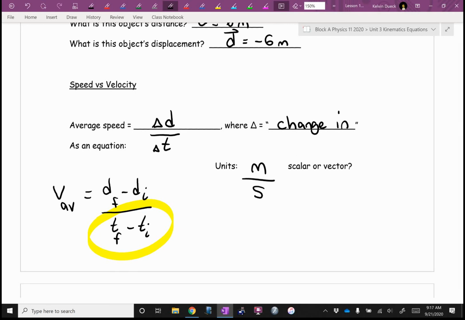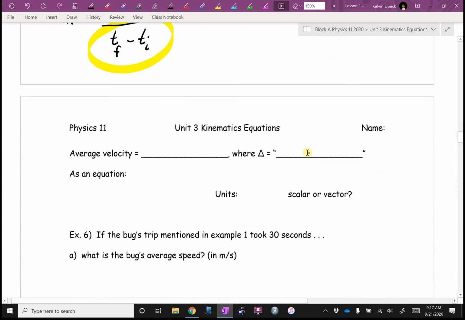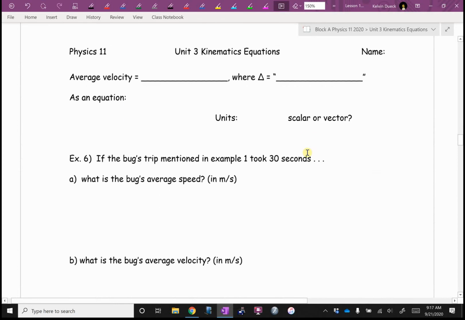Speed, scalar or vector? It'd be nice if there was some dumb way to remember that. So if you see a number with meters per second next to it, that's a speed, or a velocity if it's a directional component. Turn the page.